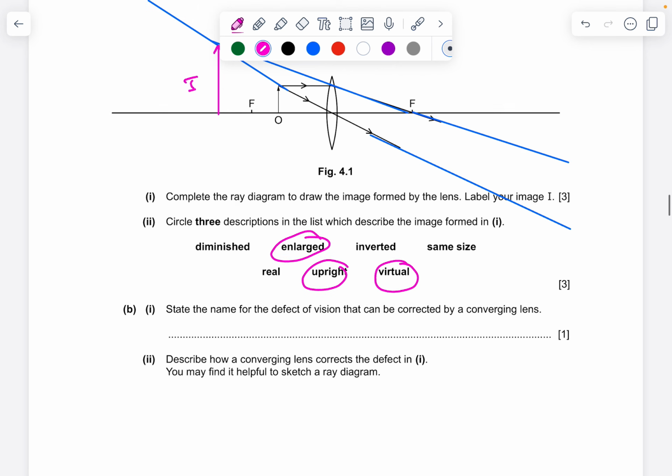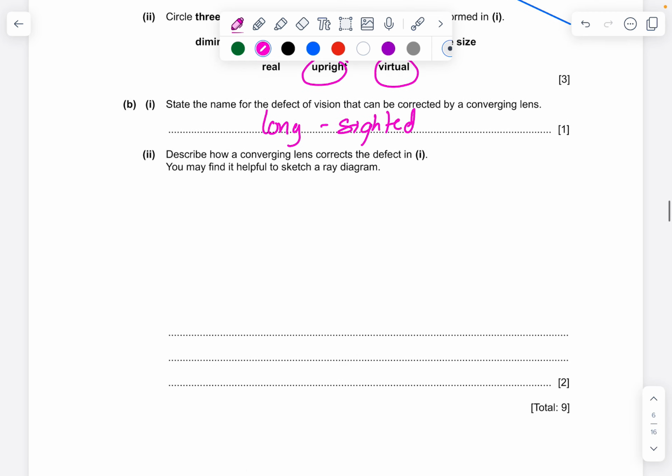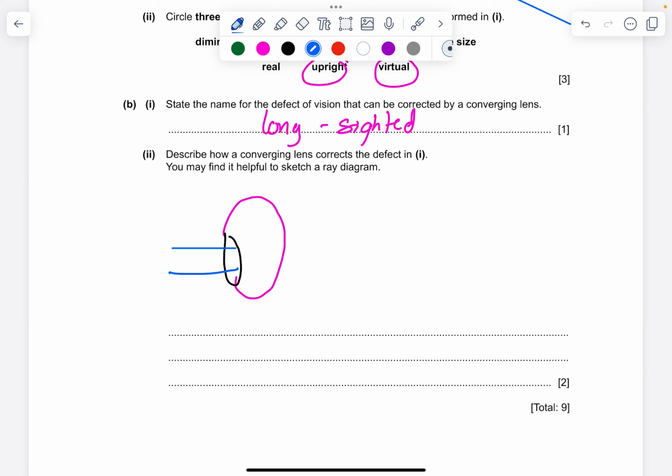It's virtual. State the name of the defect of vision that can be corrected by a converging lens. So which defect is corrected? Long-sightedness. The people who are long-sighted will be using a converging lens. Describe how a converging lens corrects this defect. Basically, in people who are suffering from long-sightedness, this is the structure of an eye, and the image of an object is formed behind the retina. That is the reason people with long-sightedness suffer, as the image is formed behind the retina.